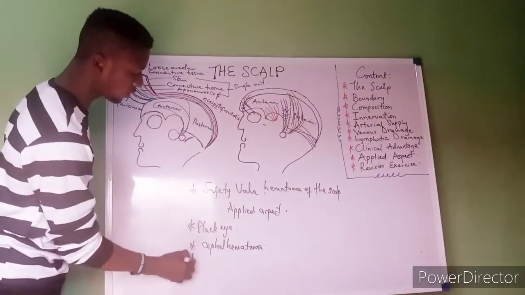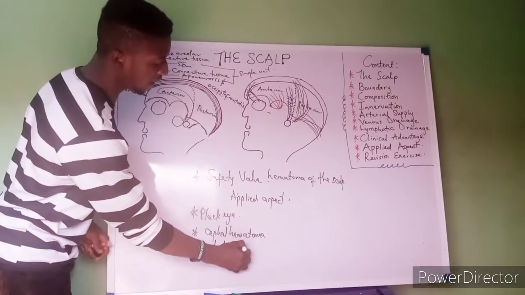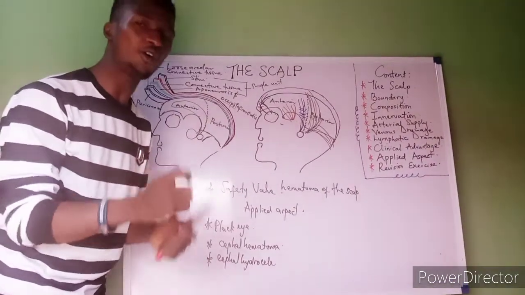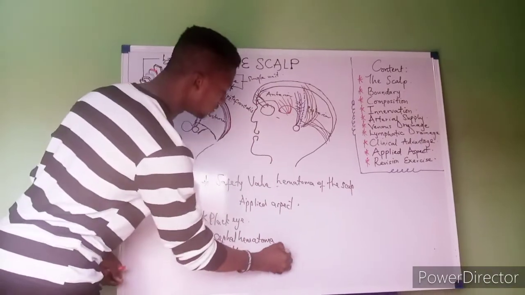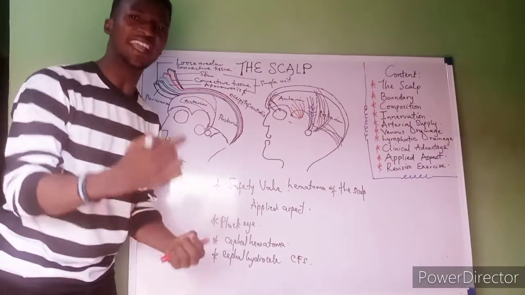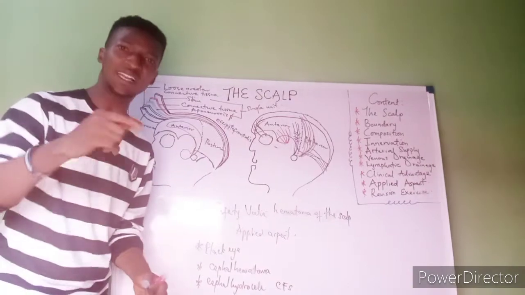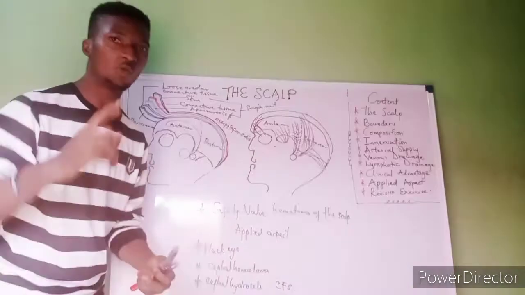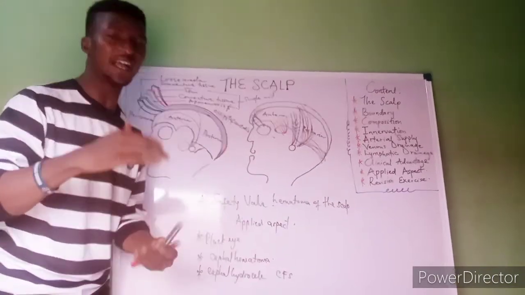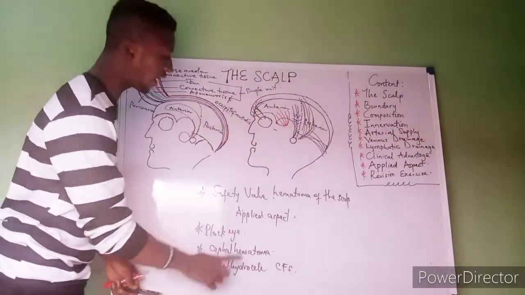The third one is called cephal hydrocele. What is cephal hydrocele? Cephal hydrocele is the accumulation of the cerebrospinal fluid, CSF, in the region between the endosteal layer and the cranial bone. Don't forget I said earlier that the endosteal layer is found inside the cranium, while the periosteal layer is found outside the cranium. So if there is accumulation of CSF in the region between the endosteal layer and the cranial bone, it is called cephal hydrocele.